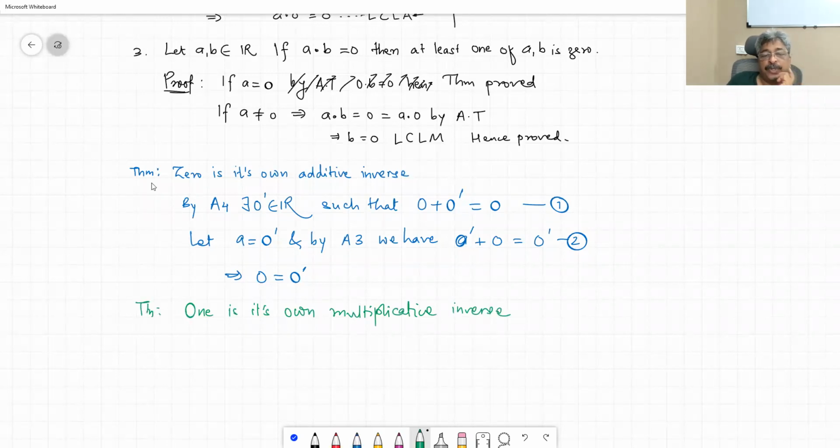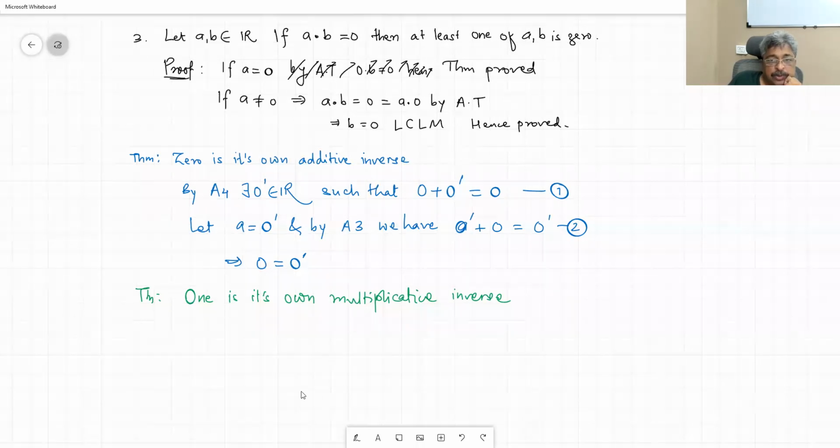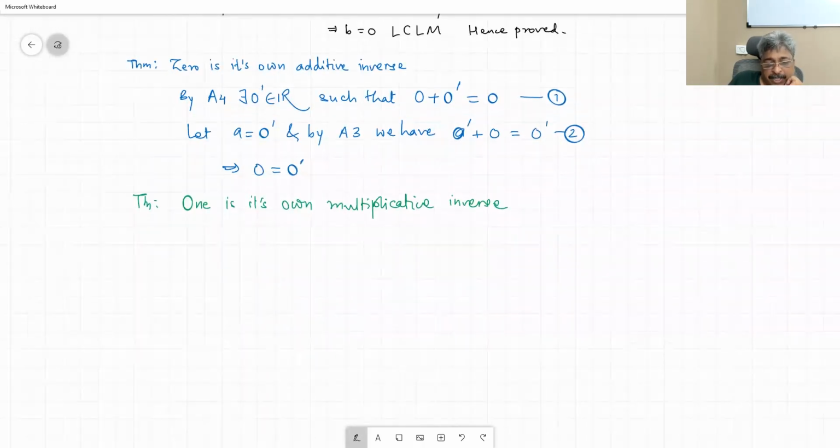Shall write down the proof very quickly. Majority of the theorems related to multiplication are similar to that of addition, and their proofs also, except some care needs to be taken. Okay, so here is one proof.